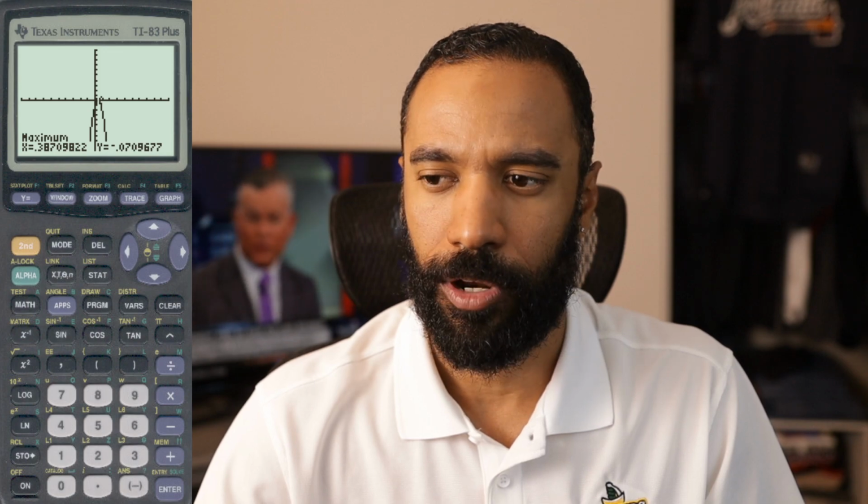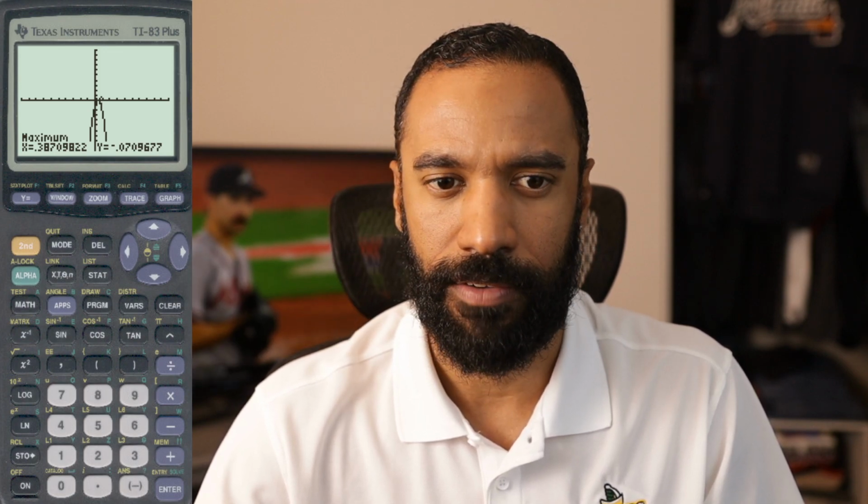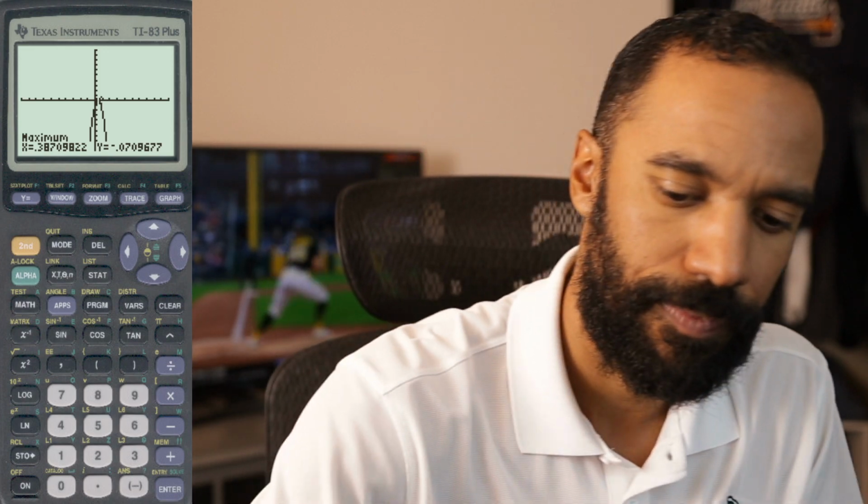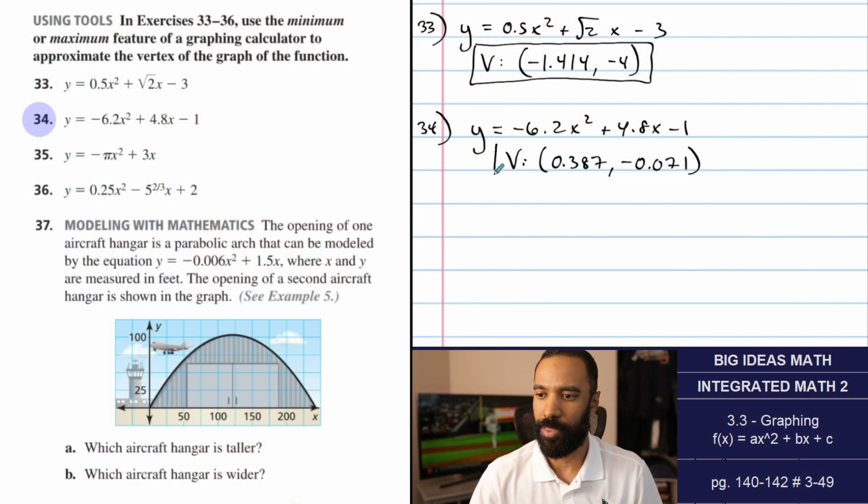So for vertex, it is, I'm going to write it first. 0.387, I can't remember this number. 0.387 and then -0.071. Okay. So that's what I'm getting for that one there.